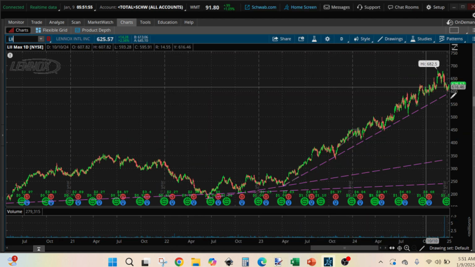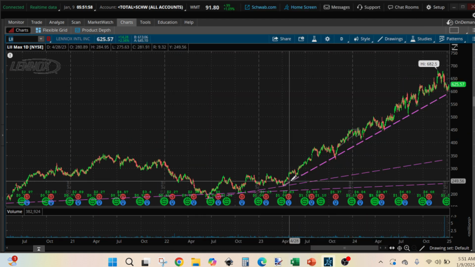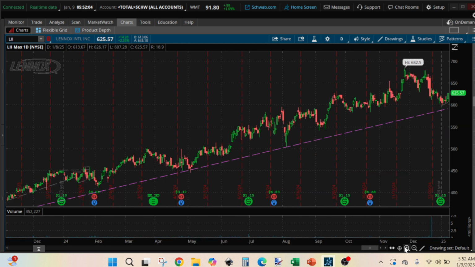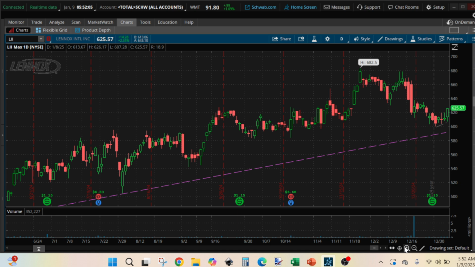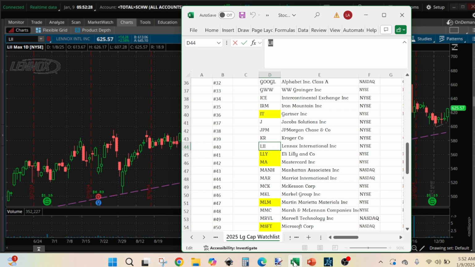So MANH. That is our trend line entry point. It seems to be going to where this trend line ended. MAR. We have to buy at this trend line, but on this trend line it's going down. MCK. So MCK, we like to buy at this trend line, but it seems to be following this one at the moment.